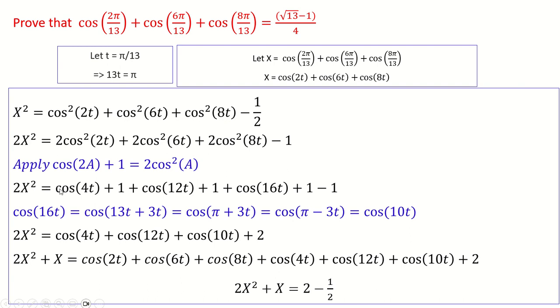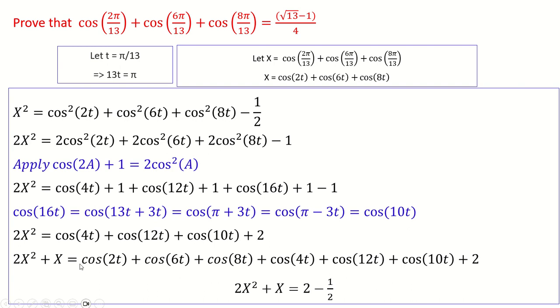Now apply cos 2a plus 1 equal to 2 cos square a. If I apply this, 2x square equals: 2 cos square 2t will become cos 4t plus 1, this will become cos 12t plus 1, cos 16t plus 1, minus 1. Okay, cos 16t is nothing but cos 10t. You can see how we derived it. So now 2x square equal to cos 4t plus cos 12t plus cos 10t plus 2.